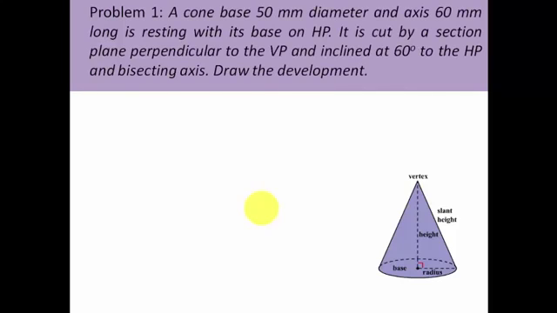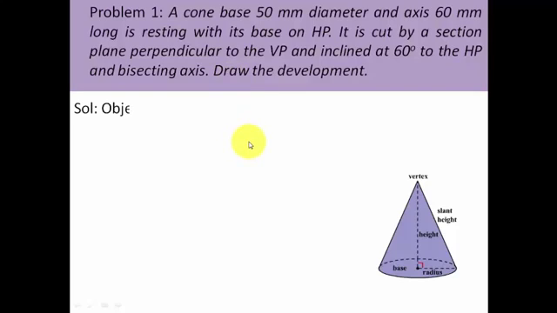Here it is. It's based on a cone. A cone having a base 50 mm diameter and axis 60 mm long is resting with its base on HP. It is cut by a section plane perpendicular to the VP and inclined at 60 degrees to the HP and bisecting the axis. Draw the development.